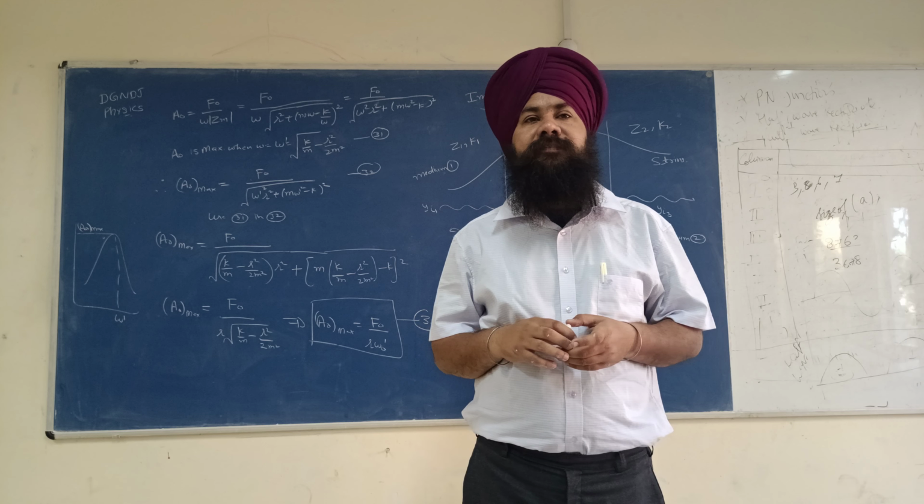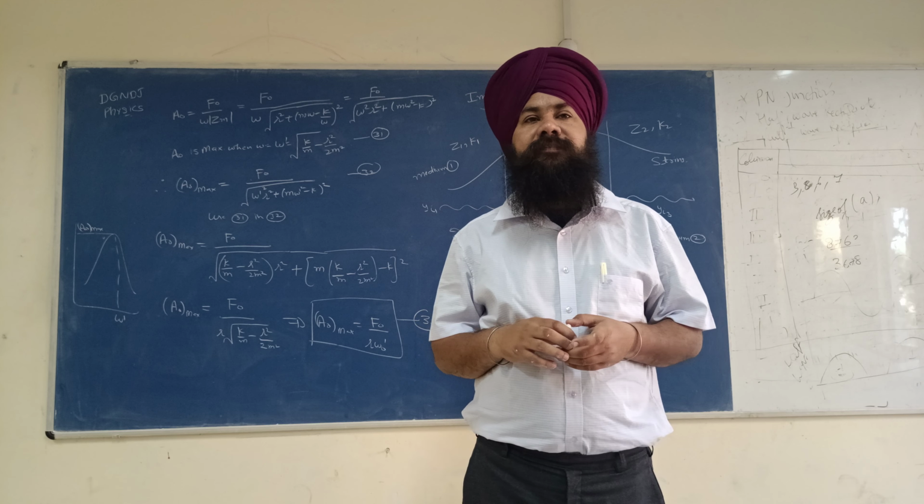Now this is the frequency that we derived in the last lecture. I put omega equal to omega prime in this expression. This is the value of omega prime, so now use the value of omega prime here. I calculate all the terms, and finally I am getting this expression: A naught maximum is equal to F naught upon R omega naught.